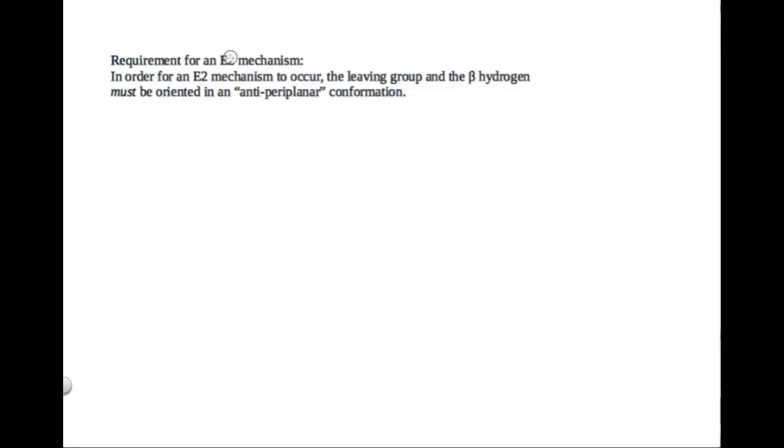Now, here's an important fact about E2 mechanisms that we need to learn. In order for an E2 mechanism to occur, the leaving group and the beta hydrogen must be oriented in an anti-periplanar conformation. What that means is that the bond between the alpha carbon and the leaving group has to be pointing in the opposite direction to the bond between the beta carbon and the beta hydrogen. That opposite direction corresponds to anti. And periplanar means in the same plane. The bond between the leaving group and the alpha carbon has to be in the same plane as the bond between the beta carbon and the beta hydrogen.